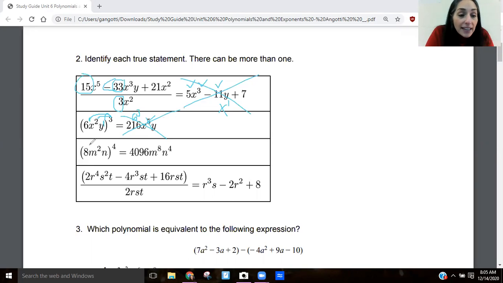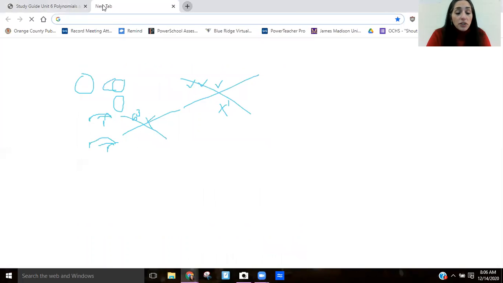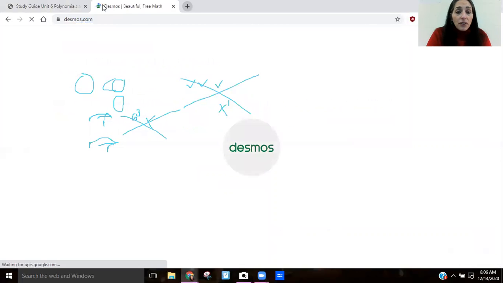You have an 8 to the 1st power, you have an m squared, and you have a 1 to the 1st power. So 1 times 4 is 4, 2 times 4 is 8, 1 times 4 is 4. So my variables look pretty good. We just have to check 8 to the 4th power. If you type that into your calculator, or if you use Desmos, which we could use, might as well open up another tab here, because I'll bet we're going to need it later also.